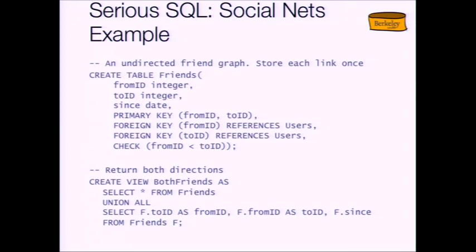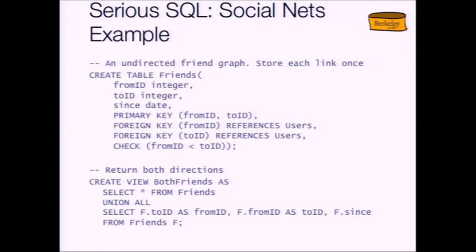Given that, you say, okay, what if I wanted to reconstruct the two-way relationships? That's what this both friends view does. It takes every record that's in this table, and then unions it with all the records that you would get from flipping those relationships. This stuff is weird. I'm glad I'm running out of time. But that's what both friends does.